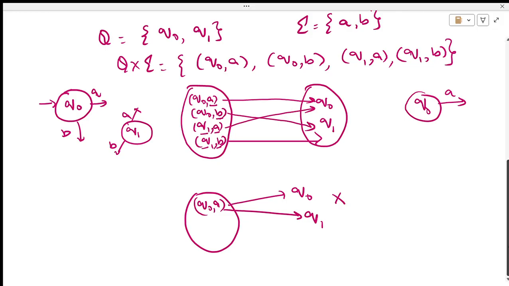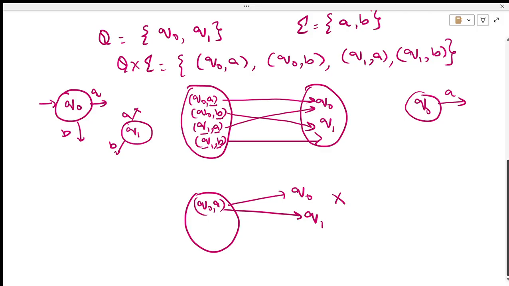Q naught on reading A should go to exactly one state. Q naught on reading B should go to exactly one state. As well as, each transition has to be visible: Q naught on reading A as well as Q naught on reading B, Q1 with A and Q1 with B. Then only this is deterministic. So now we'll be seeing some examples of how to design the machine.